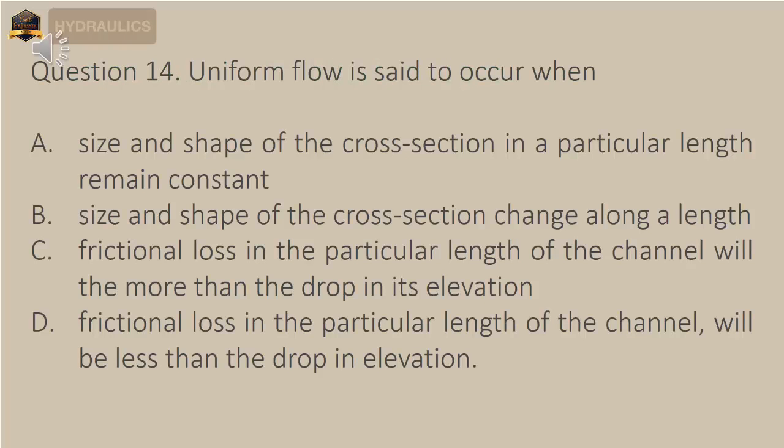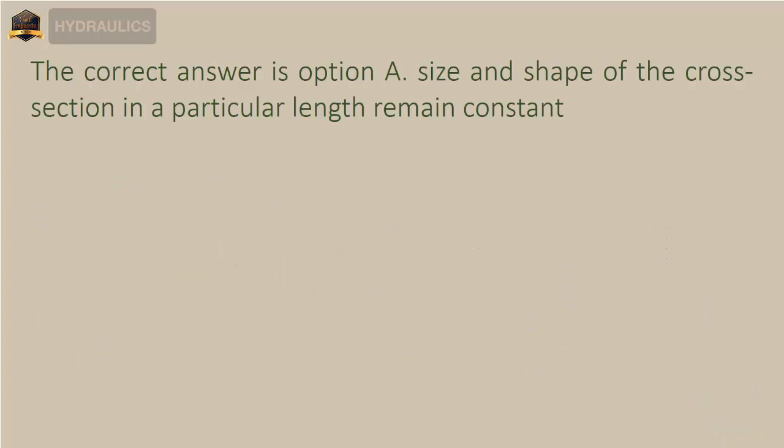Question 14. Uniform flow is said to occur when A. Size and shape of the cross-section in a particular length remain constant. B. Size and shape of the cross-section change along a length. C. Frictional loss in the particular length of the channel will be more than the drop in its elevation. D. Frictional loss in the particular length of the channel will be less than the drop in elevation. The correct answer is option A, size and shape of the cross-section in a particular length remain constant.